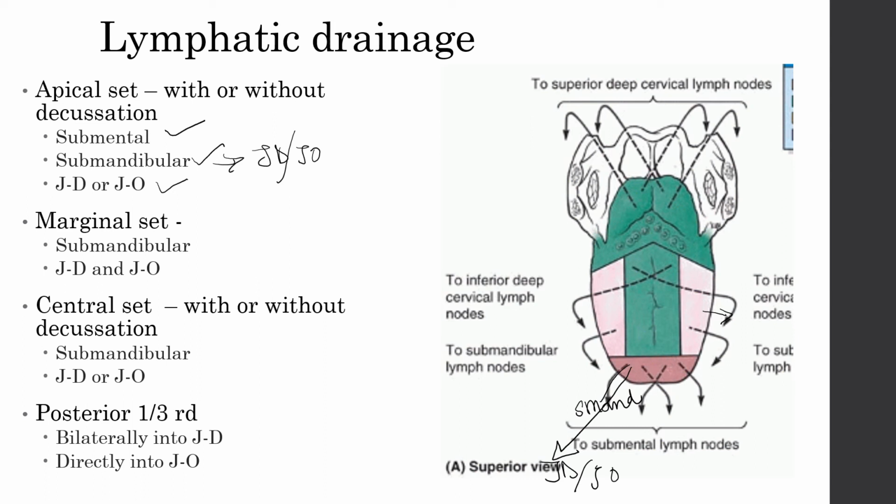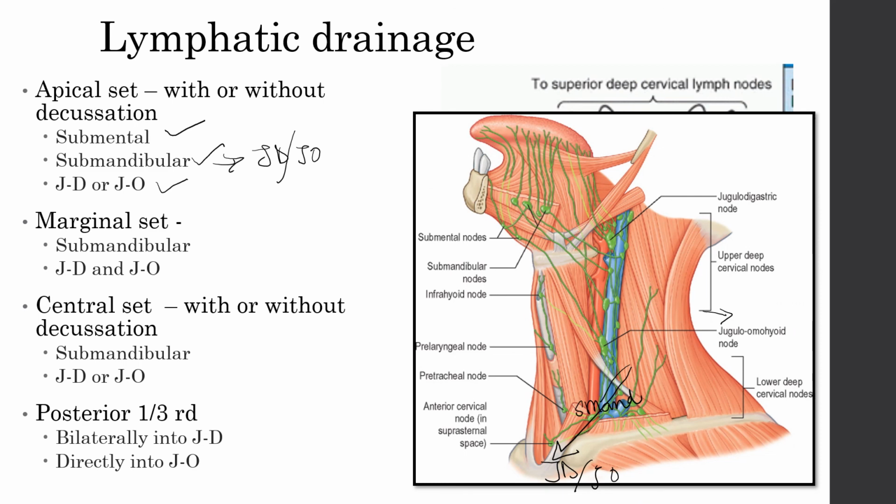The central lymphatics, with or without decussation, without crossing, they go on either side to submandibular and jugulodigastric or jugulo-omohyoid. From the posterior one-third, they directly go into the jugulo-omohyoid, or they may cross, or they may go first to jugulodigastric followed by jugulo-omohyoid. So overall the tongue has a very rich lymphatic drainage, which is very important in cancers of the tongue.